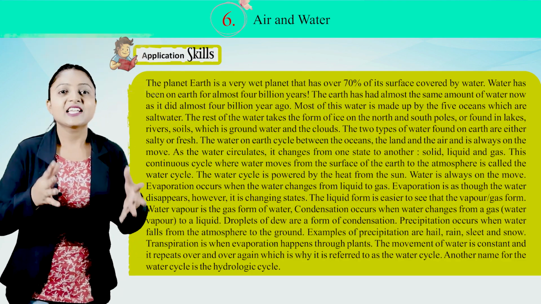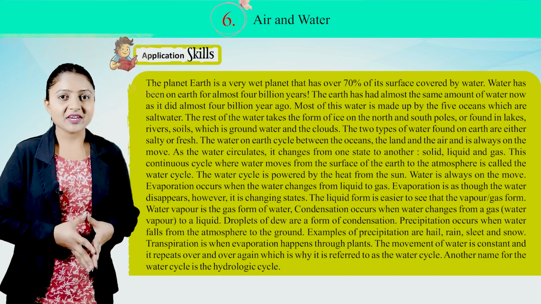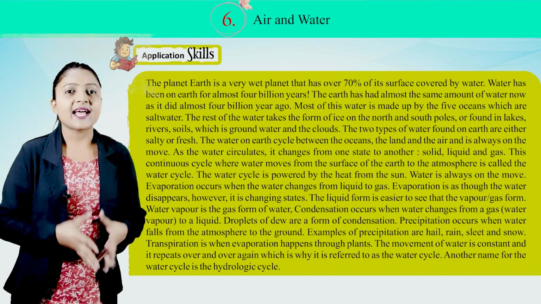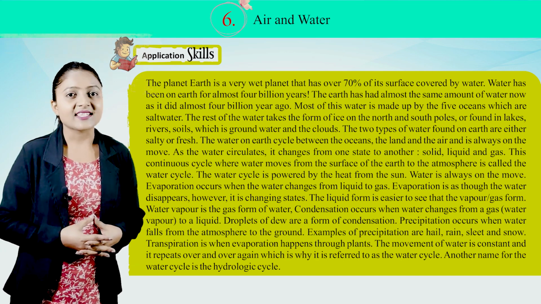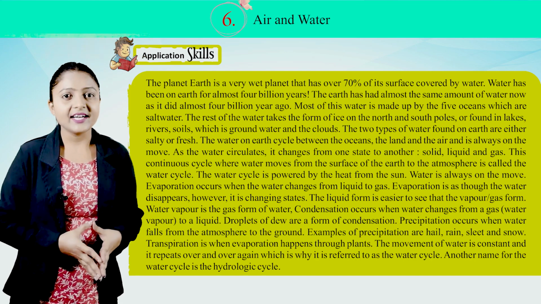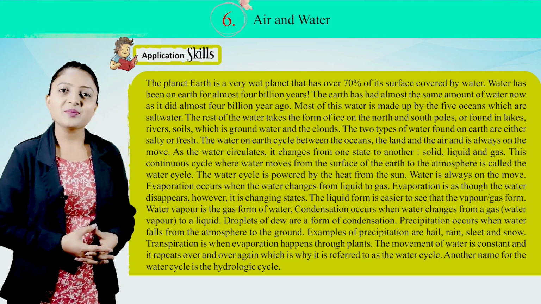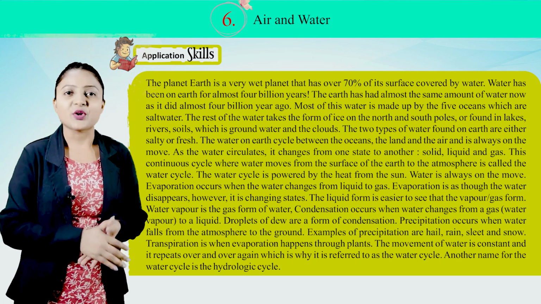Application skills. The planet Earth is a very wet planet that has over 70% of its surface covered by water. Water has been on Earth for almost 4 billion years. The Earth has had almost the same amount of water now as it did almost 4 billion years ago. Most of this water is made up by the 5 oceans, which are salt water.